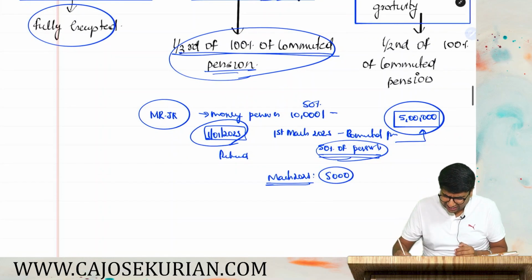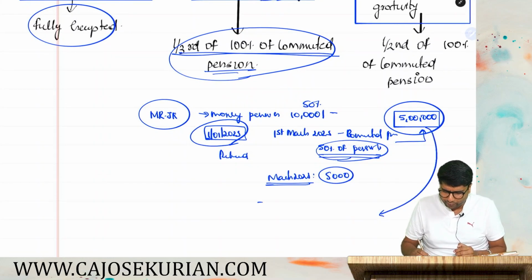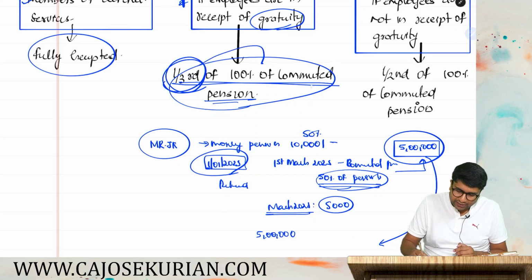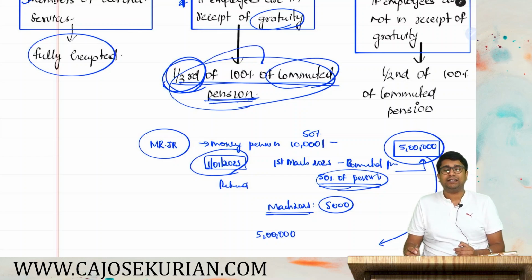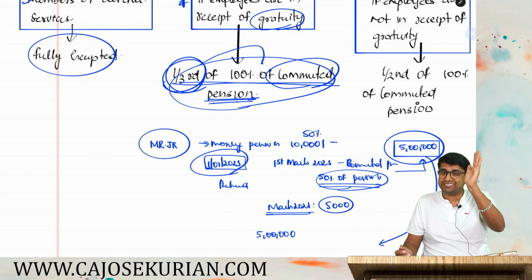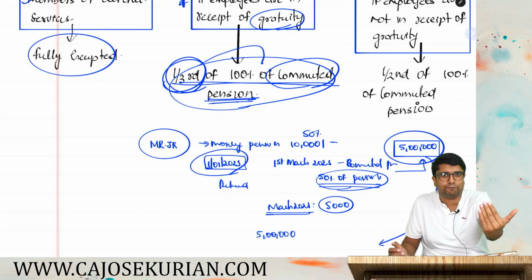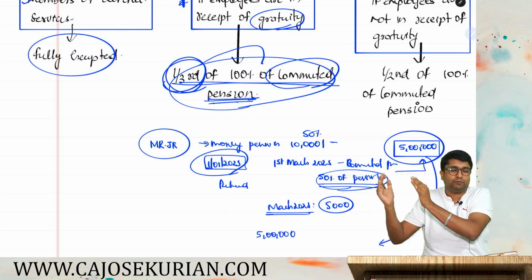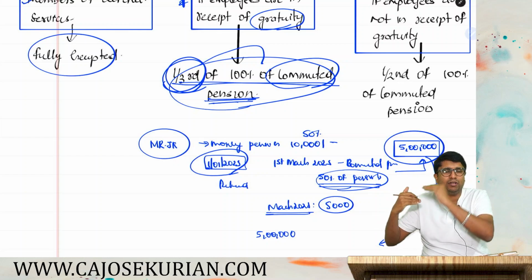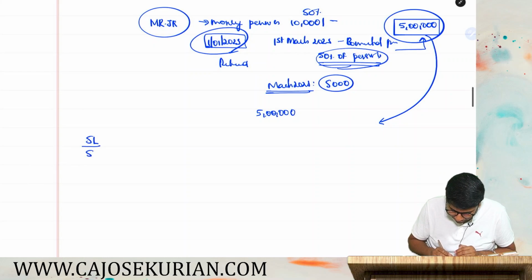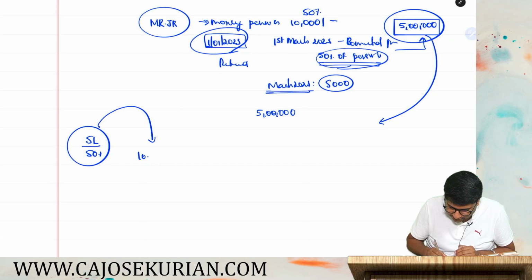Now, when he receives this 5 lakh rupees lump sum amount, he can claim an exemption. How much is the exemption? If he is an employee who is in receipt of gratuity, then it is 1/3 of 100% of the commuted pension. That doesn't mean 1/3 of 5 lakh is exempted. If he had commuted 100% of his pension, what amount would he have received? On that amount you apply 1/3. He commuted 50% and received 5 lakh, so if he had commuted 100% of pension, he would have received 10 lakh.